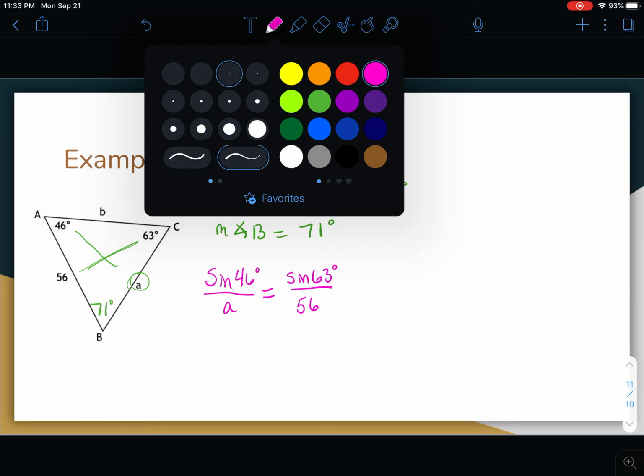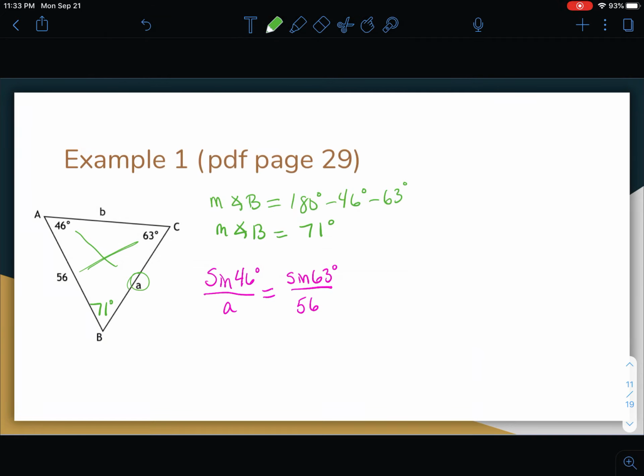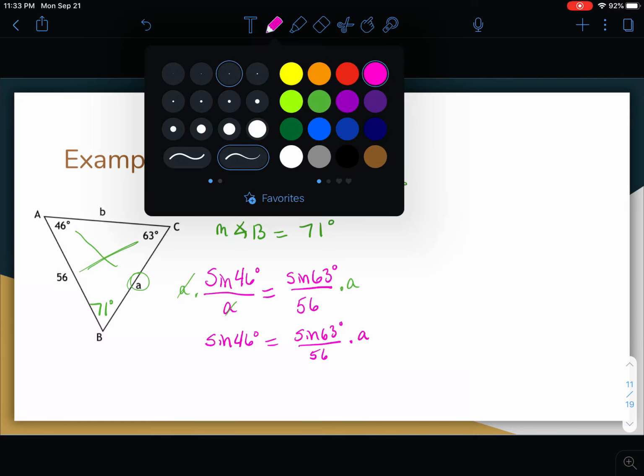Okay, so now I'm going to start showing my solving steps. The A is kind of buried right now, so I'm going to undo the dividing by A by multiplying by A. When I have an A up top and on bottom, that's just like saying A divided by A, which is 1. And so my next line is going to say the sine of 46 degrees equals sine of 63 degrees over 56 times A.